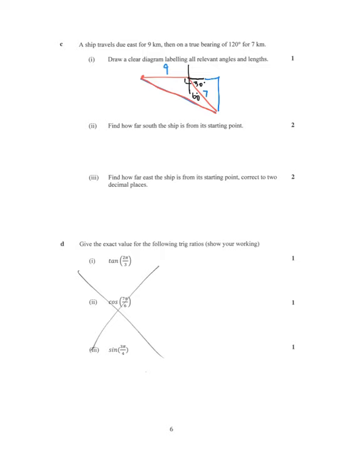How far south is the ship from its starting point? We're asked how far south it is. Well, that's this distance here. I'm going to call it D for distance, not S for south, because that looks like a 5. Now, as I look at it here, I'm going to use this right angle triangle because that's nice and straightforward. And I'm going to say I've got sine of 30 equals my opposite, D, over my hypotenuse 7. D equals 7 sine 30. Sine 30 is an exact value, which gives 3.5 kilometres.